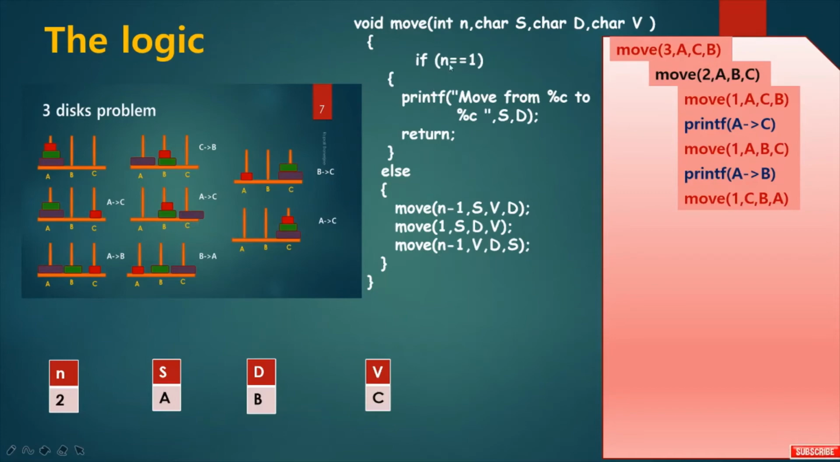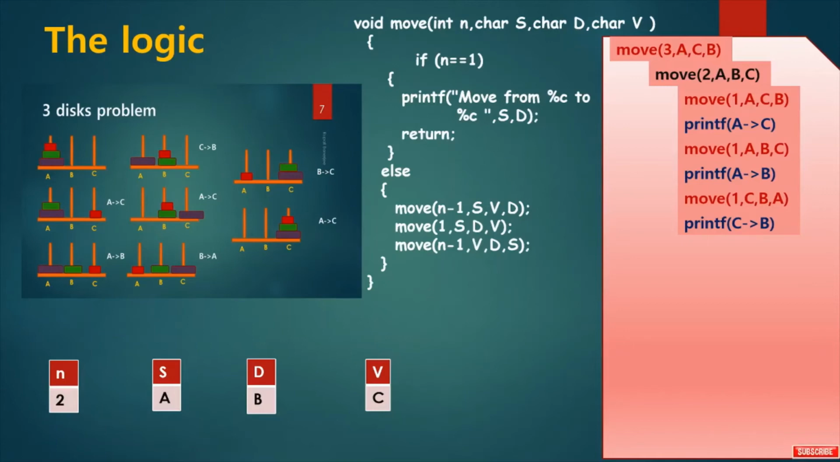Check if n equals 1. Yes, n is 1. Then move from source to destination. So source is now C and destination is now B. So move from source to destination, that is from C to B. Now after completion of this line, we are coming back to where this line was called.